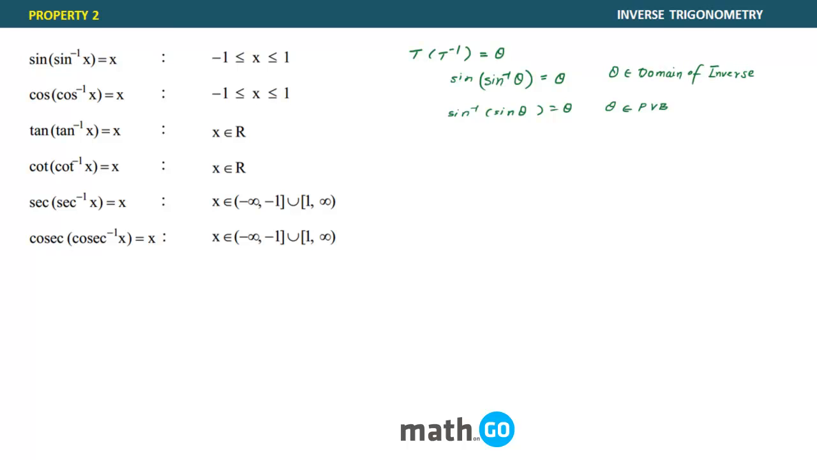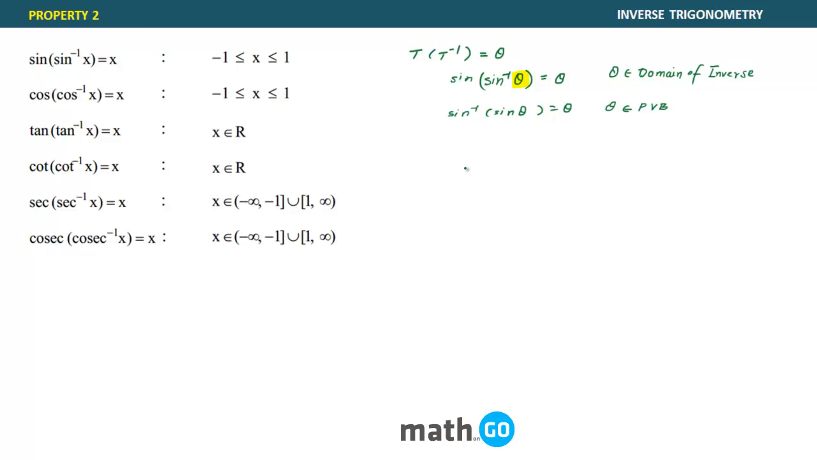Why? Because you can notice here that theta is within the inverse function. So if this does not lie in the domain of the inverse machine, this machine will not work. So that means sine inverse sine x is equal to x only when x lies between -1 and 1.